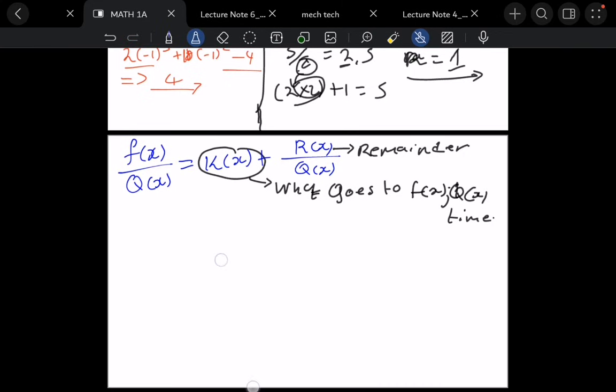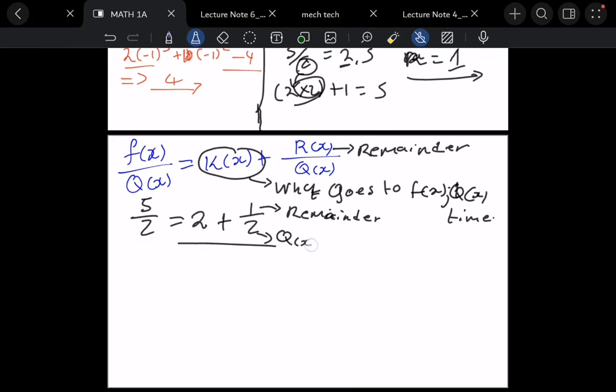So if you have 5 over 2, how many times does 2 go into 5? 2 times, plus 1 over 2. So 5 over 2 is equal to 2 plus 1 over 2. Remember, this one was a remainder, and this 2 is your q of x. This 2 here is your k of x.